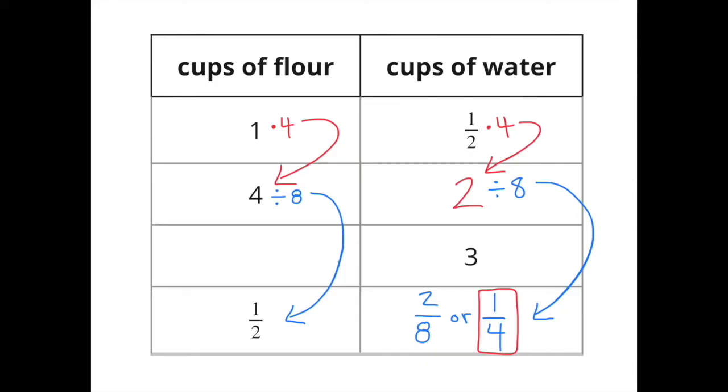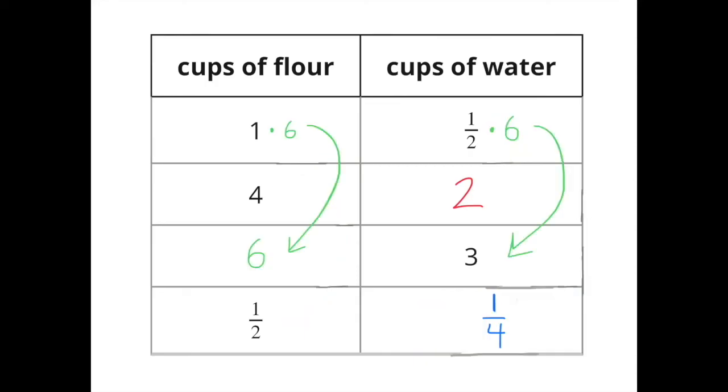Then I noticed that they went from a 4 in the left-hand column to a 1/2 in the left-hand column. So 4 divided by 8 equals 1/2. I needed to do the same to the 2 in the right-hand column. So 2 divided by 8 equals 2/8 or 1/4.